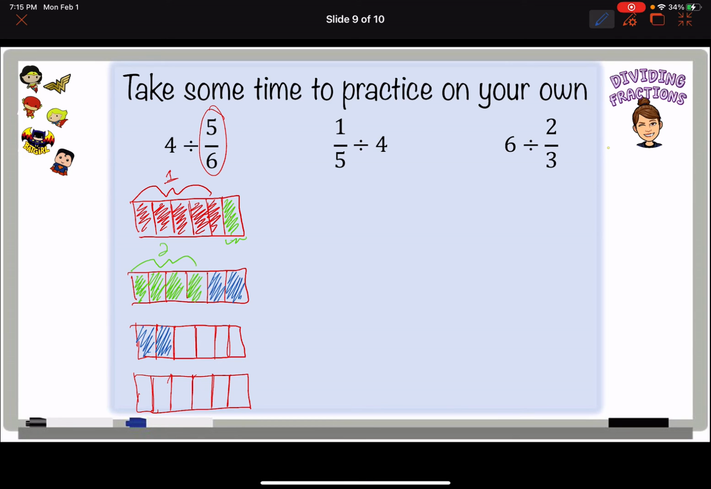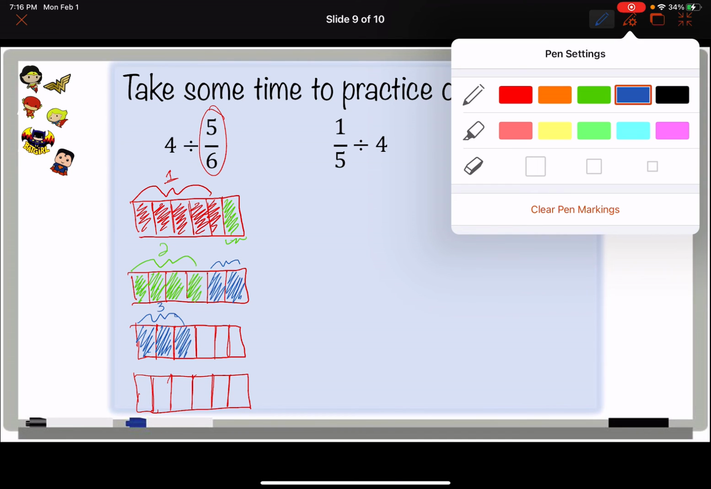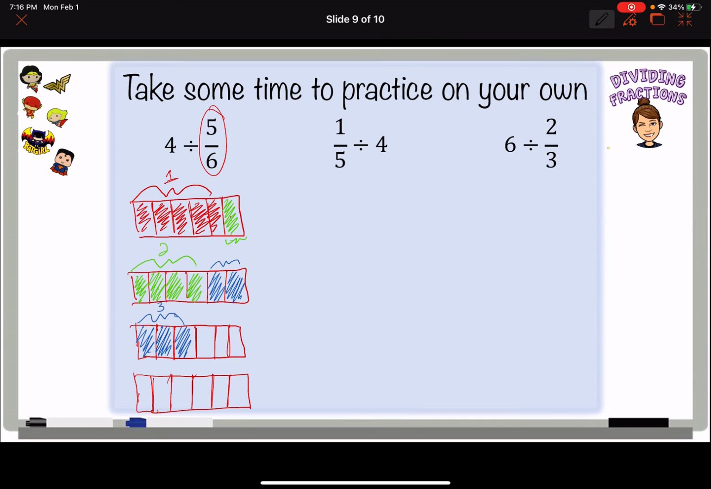1, 2, 3, 4, 5. So again, this piece plus those gives me my third group. 1, 2, 3, 4, 5. Okay, so that gives me my fourth group.